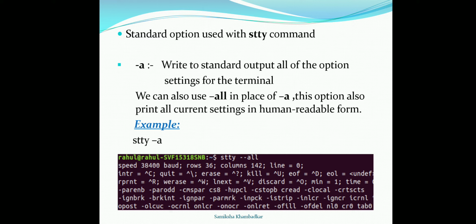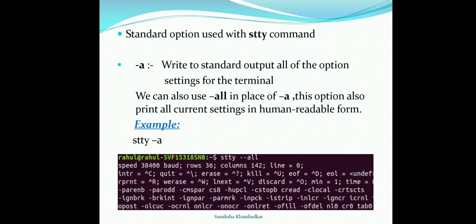For the interrupt key, we can see it is Control C. For quit it is Control \. For erase it is Control ?. And for kill it is Control U. All of these settings are shown when we give the command stty -a. It shows all the settings in the system in human readable form, so any user can see all the settings present.